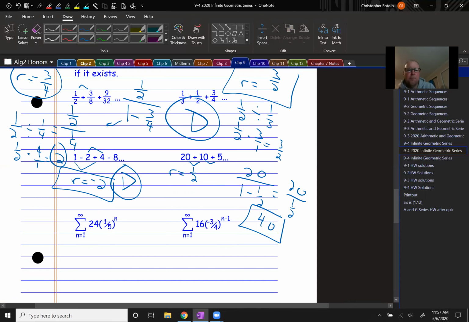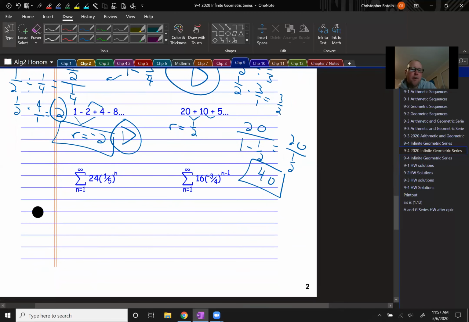So the sum of this sequence going the whole way out to infinity, if we could get the whole way there, would be 40 if we added all of them up. Kind of crazy when you think of it that way. All right, the other setup that we have is summation.